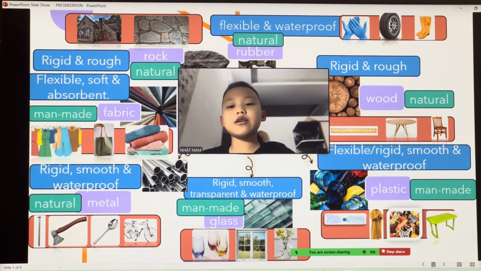The fifth material is fabric. Fabric is a man-made material because we use wool, cotton, and fiber to make fabric. Fabric is flexible, soft, and absorbent. There are many things made of fabric, for example, the clothes, the bag, and the towels.